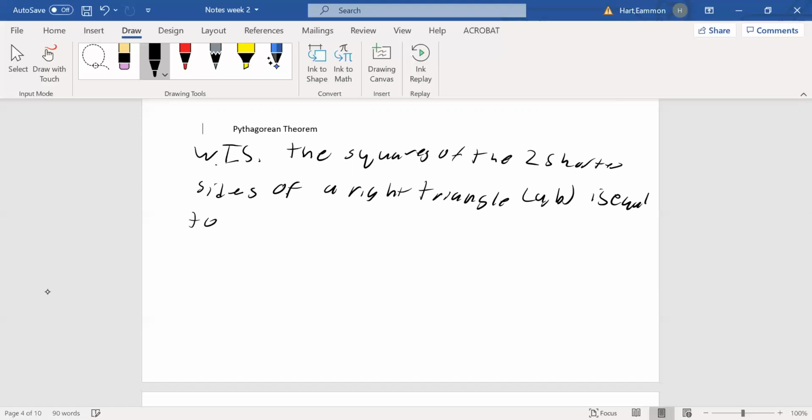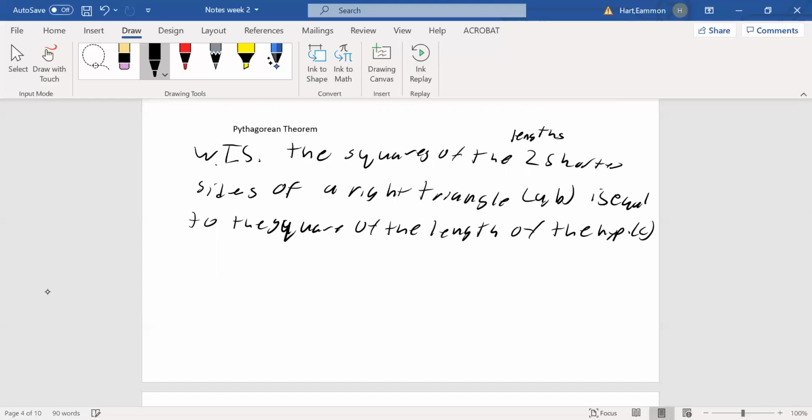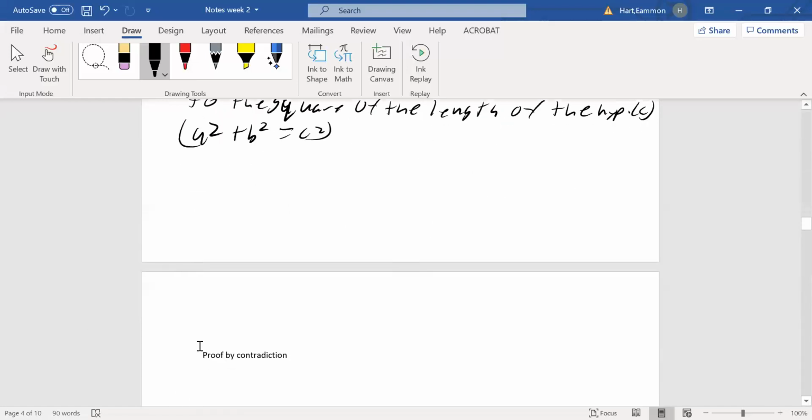is equal to the square of the length of the hypotenuse. And we normally write that as C. To get A squared plus B squared is equal to C squared. So how are we going to do this?